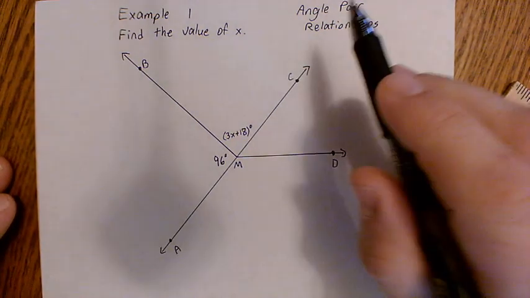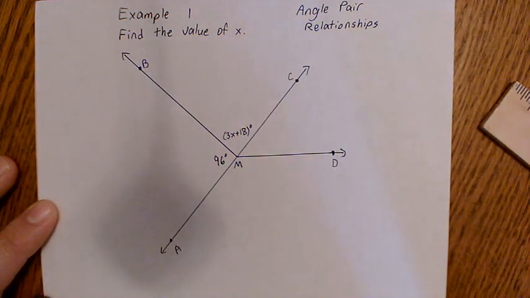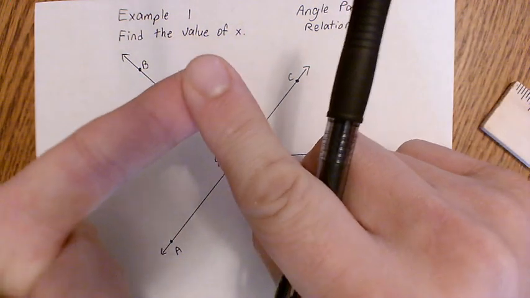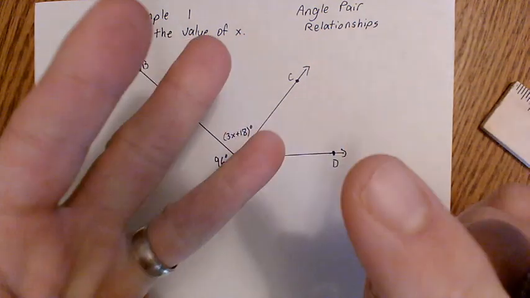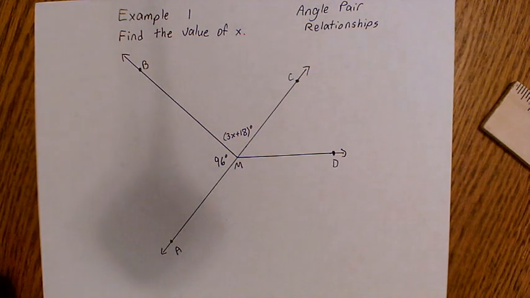Alright, welcome to this video where we're going to talk about angle pair relationships. What's going to happen is we're going to see things like supplementary angles, complementary angles, and vertical angles even. And we'll even use some angle addition postulate in there. Let's go ahead and start off with this problem.